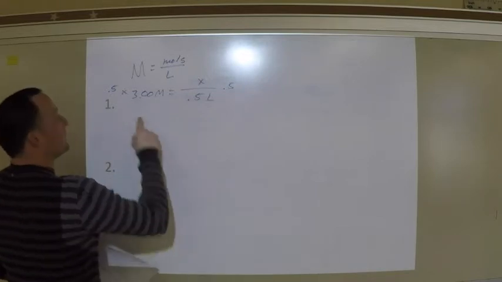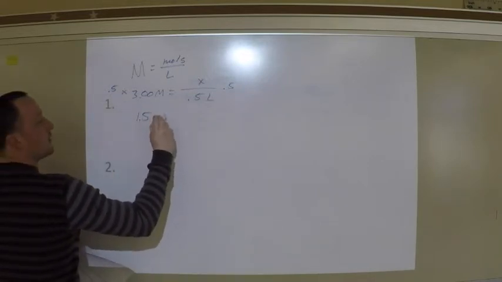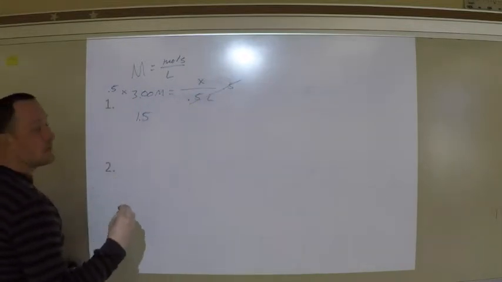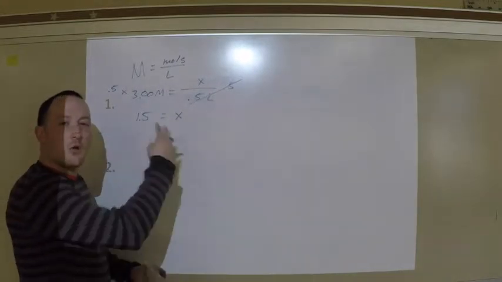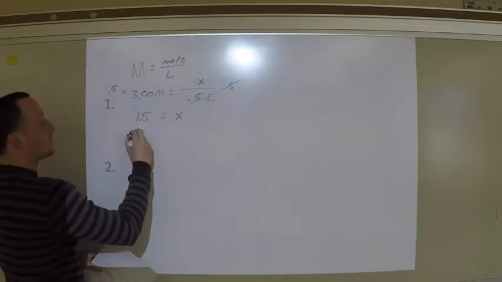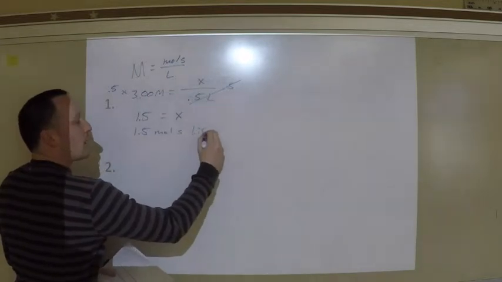And that's going to give me my molarity, these are going to cancel right here. So 0.5 times 3 is 1.5, so 1.5 equals x. Now you always have to ask yourself, what does this x mean? What does it stand for? Well, this is moles. So I have 1.5 moles of lithium chloride.